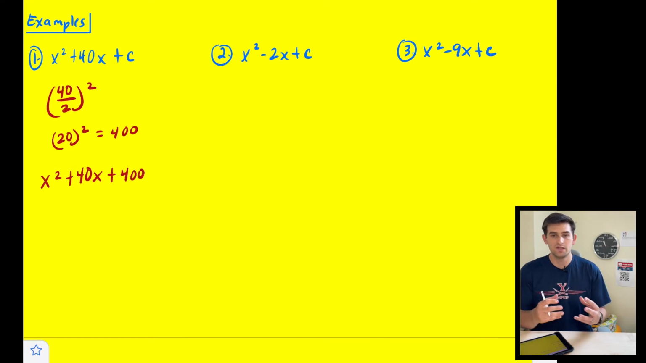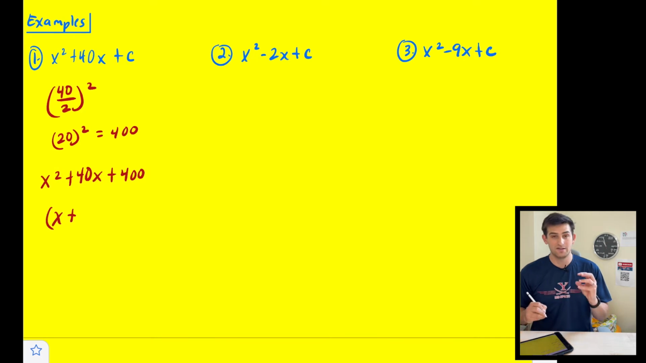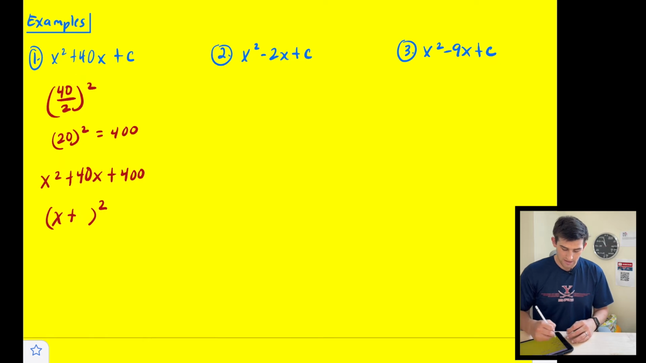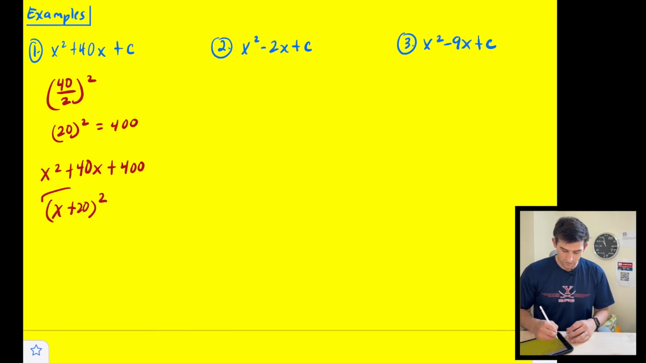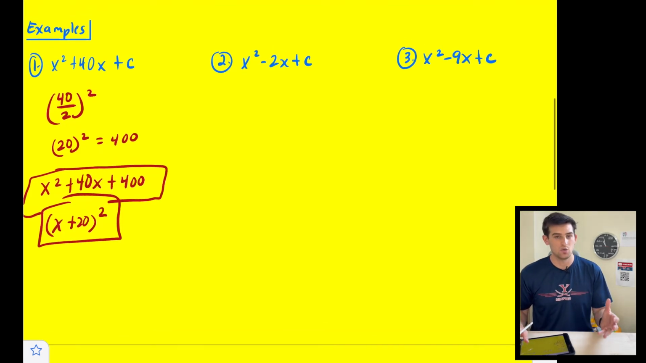And so now once we do this, we can also factor this as the square of a binomial. So we have x, and then we have plus, the sign there is whatever sign of b. So since we had positive 40, we have a plus, and then we're going to square this. Now, the value that we put in there that we're adding to x is what we got before we squared. So we did b divided by 2 squared, so just b divided by 2 is going to go in here, and that was 20. So we have our perfect square trinomial, which is x squared plus 40x plus 400, and that would factor as x plus 20 quantity squared.